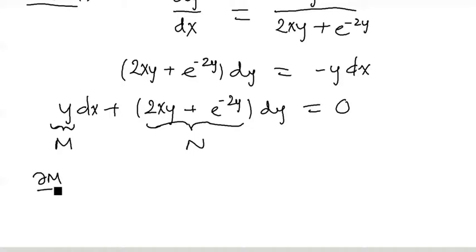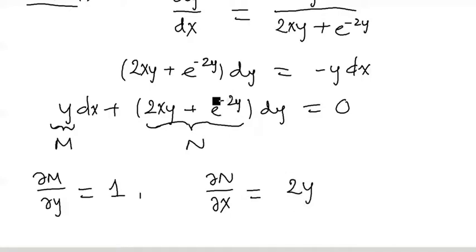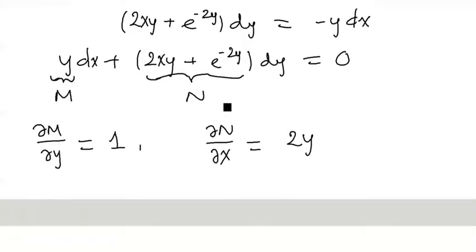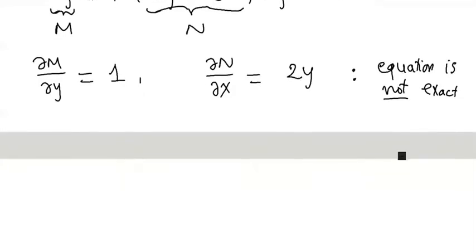Let's compute dM dy, just 1, and then dN dx. We have 2y, and here the second term does not have any x, so the derivative in x would be 0. The two things are different. The equation is not exact. Of course, if the equation is already exact, then we can use the method in the previous topic and determine the potential function and solve the equation, but it's not exact.